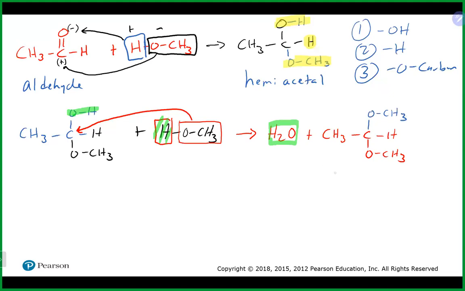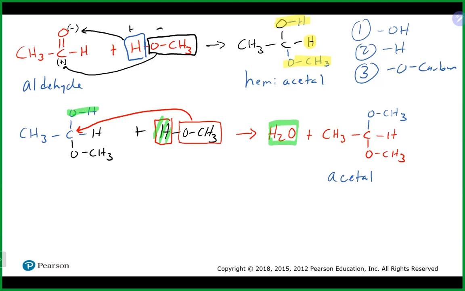And this is what is known as an acetal. That is what you get when you add two alcohols to an aldehyde. If you add just one, you get the intermediate step of the hemiacetal. If you add two, it goes one more, and you will get what is known as the acetal.